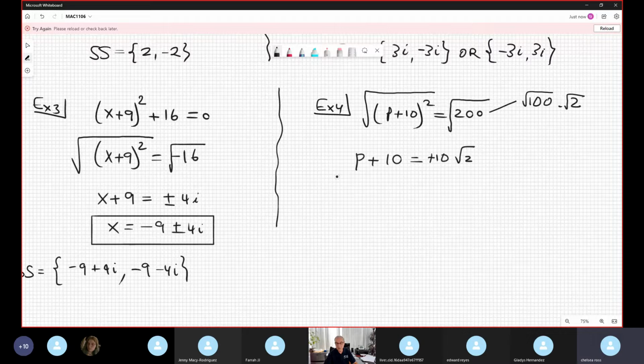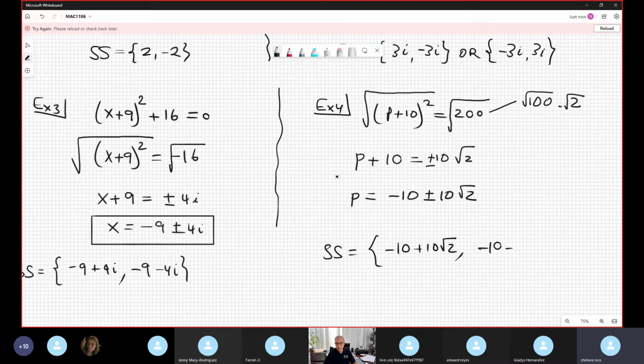And don't forget, please, plus and minus. That is the thing every student forgets. When you apply the square root method, plus and minus. Finally, p. Who is p? P is minus 10 plus and minus 10 radical 2. We have real part, imaginary part? No, this is a real number. I don't see any i. We have two solutions. The solution set is minus 10 plus 10 radical 2, real, minus 10 radical 2, real.